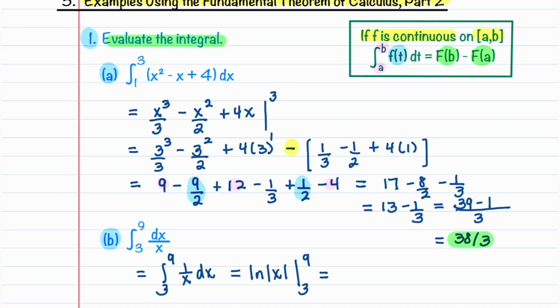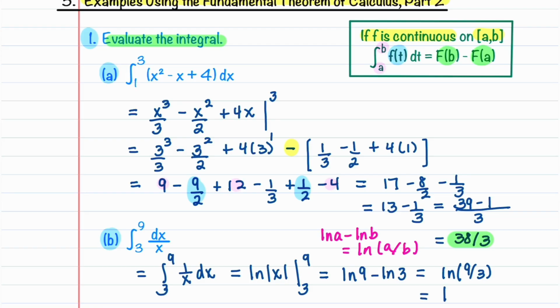Since 3 and 9 are positive, we can drop the absolute value, and this is just equal to the natural log of 9 minus the natural log of 3. We can simplify this by remembering that the natural log of a minus the natural log of b is equal to the natural log of a divided by b. So this becomes the natural log of 9 divided by 3, which gives us an answer of natural log 3.